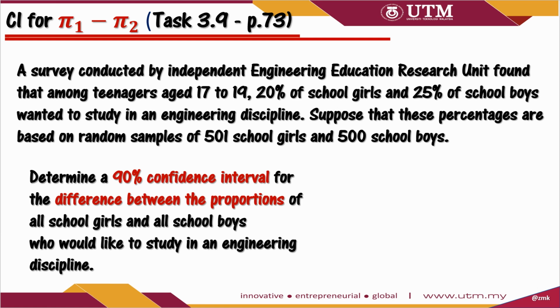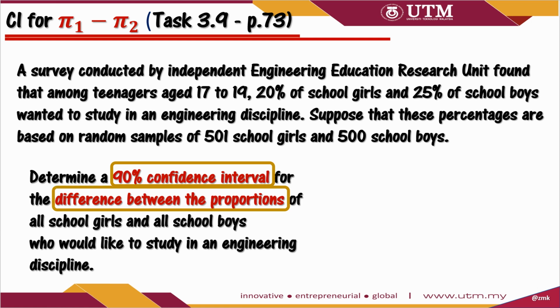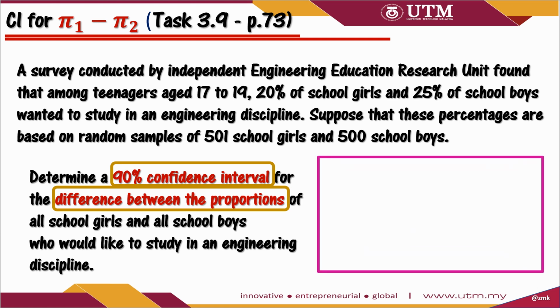From this task question, the focus is on constructing a confidence interval, and the parameter of interest is the difference between the unknown proportions of successes, pi1 minus pi2, where the proportion of success here refers to the proportion of teenagers who want to study in an engineering discipline. Again, you may want to extract the information first, which can be used later to solve the question.